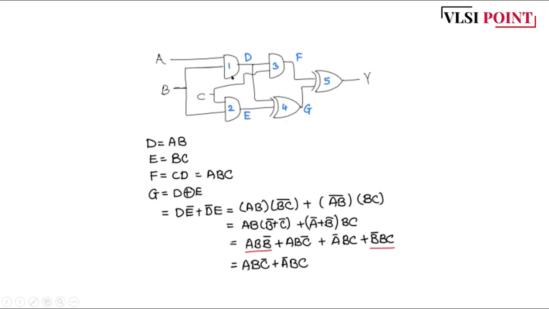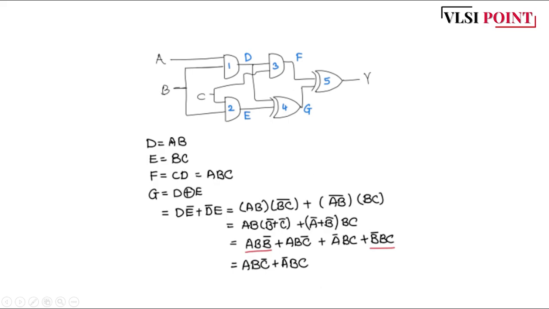So just solving, D is nothing but A into B, output of this AND gate. E is nothing but B into C, output of the second AND gate. F is equal to CD, and we know D is nothing but AB. So C into AB means ABC, and G is nothing but XOR of D and E.